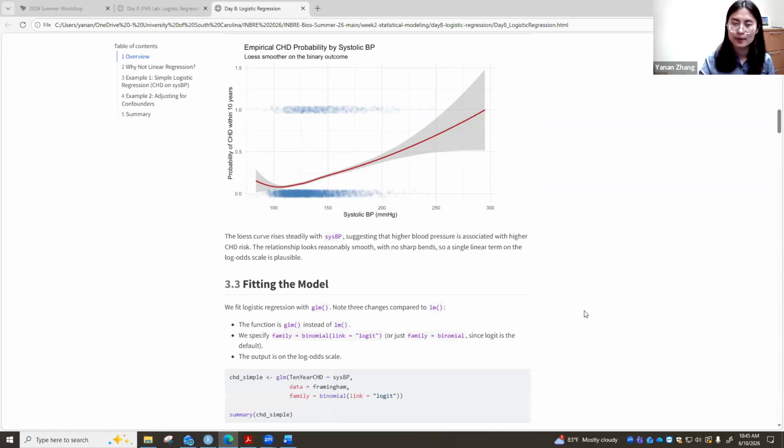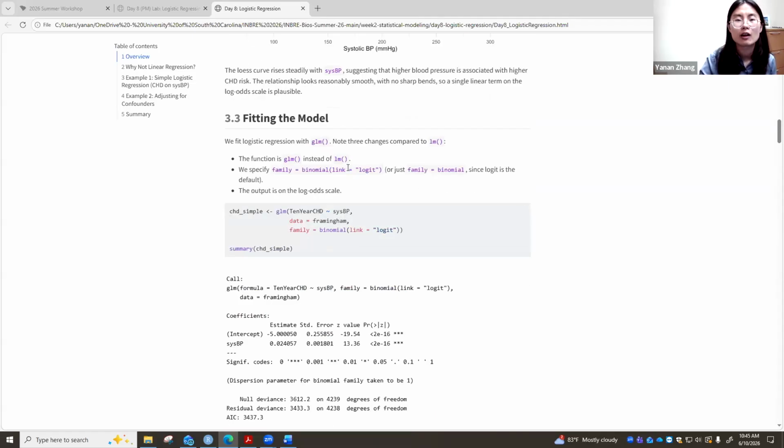So next step, we want to fit a logistic regression. So in R, we will use a function called glm. G is for generalized linear model. Remember, in the linear regression, we use lm, which is linear model. Here we use generalized linear model. And same as the linear regression, we specify our formula: 10-year coronary heart disease, that is our outcome, and systolic blood pressure, that is our predictor.